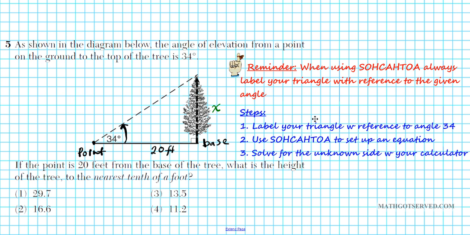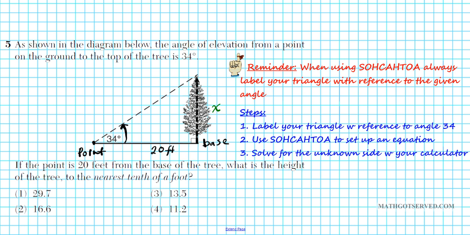you always want to label your triangle with reference to the given angle. In this case, 34 is our given angle. All right? Steps. We're going to label our triangle with reference to angle 34 first. And then we're going to use SOHCAHTOA, figure out the right ratio to use to set up an equation. And then we're going to solve for the unknown side, which is x. That is what we're looking for, the height of the tree.